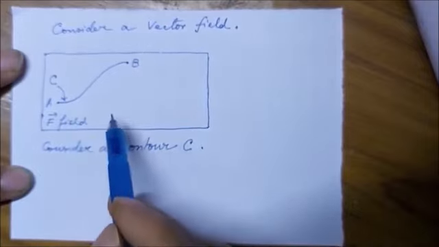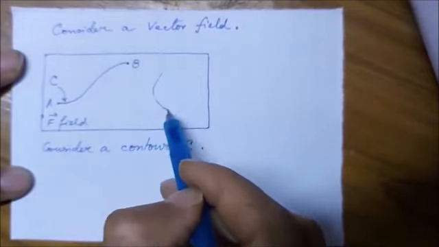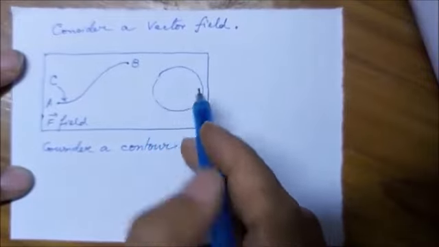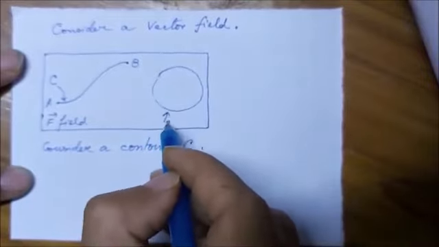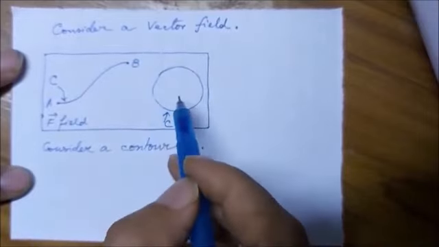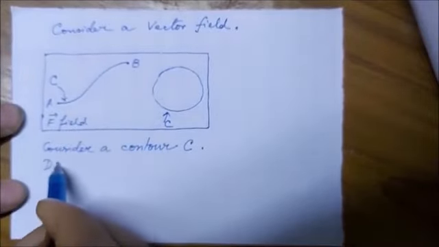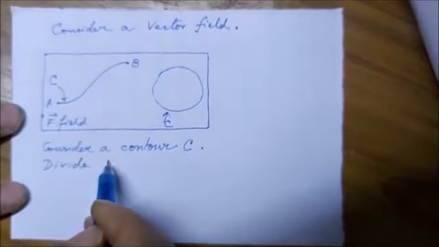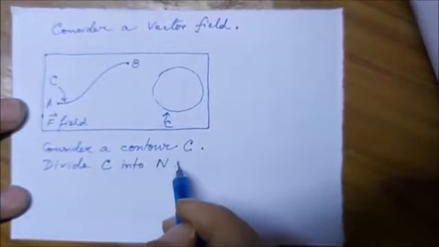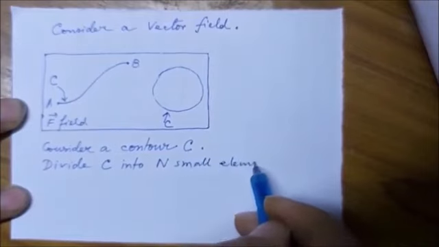We can also take it to be a closed line. So let us show it here. Not necessarily a circle. So this is also C, say. So C is either an open line or a closed line in the F field. Let us now divide C into n small elements or segments.